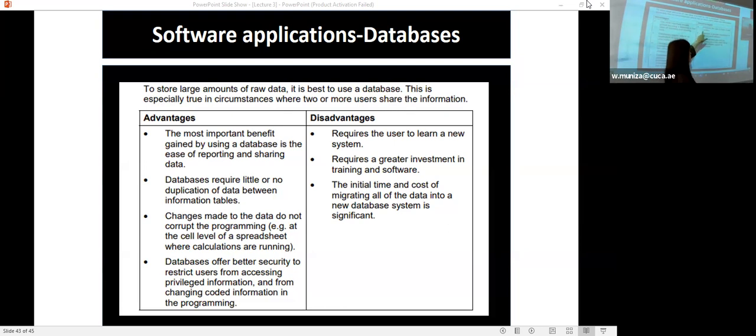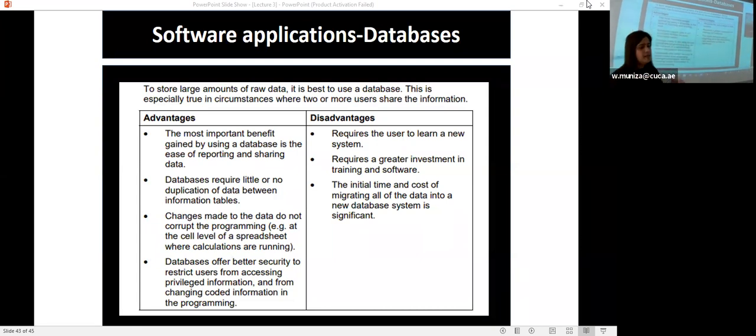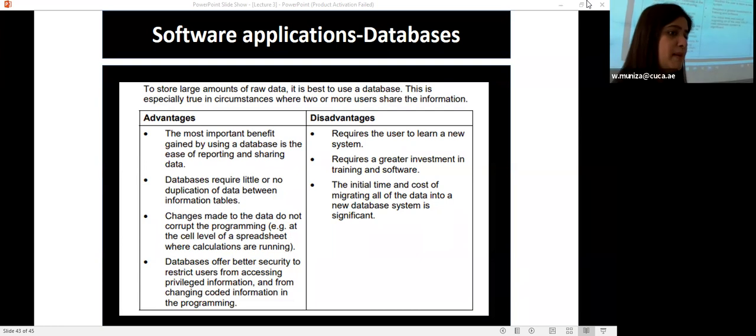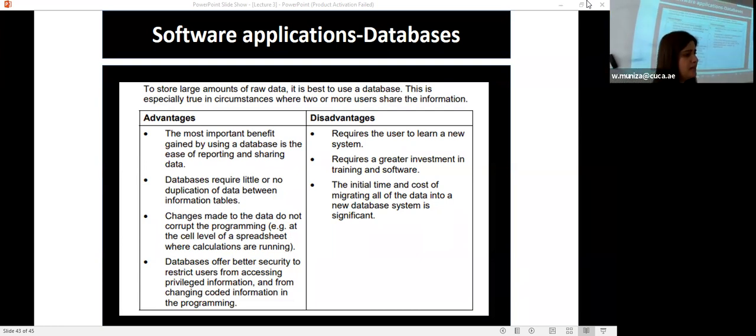It requires the users to learn a new system. Even if it is a spreadsheet, we say that less training is required, but the truth is that whenever a new system is implemented in an organization, a little bit of training is required. Then it requires a greater investment in training and software in order to purchase extra space in the database. Like even in Google Drive, if the data exceeds a certain limit, they give you an option to pay Google and then purchase an extra storage place in their database.